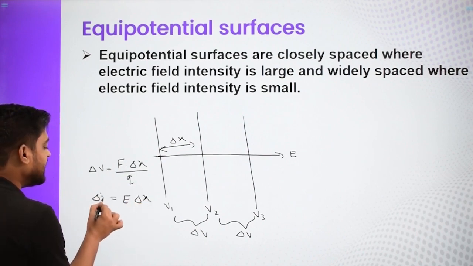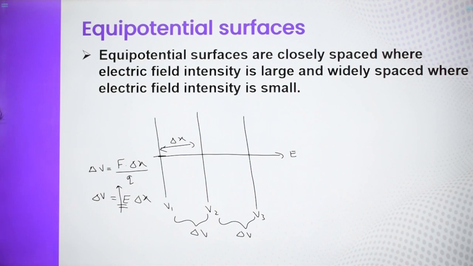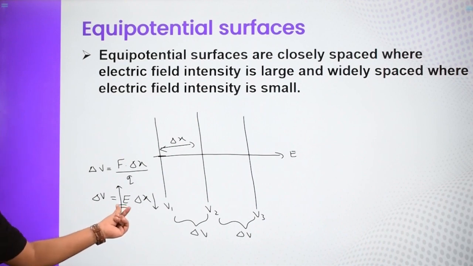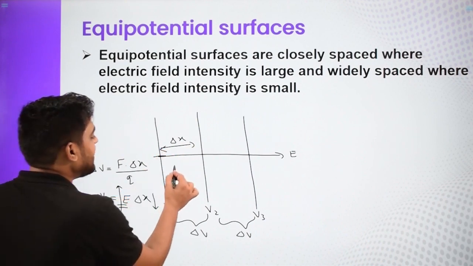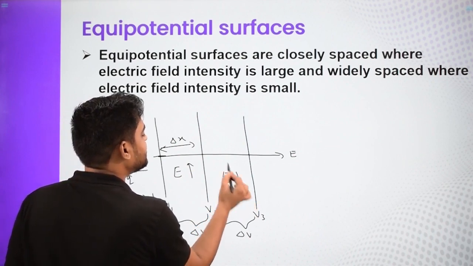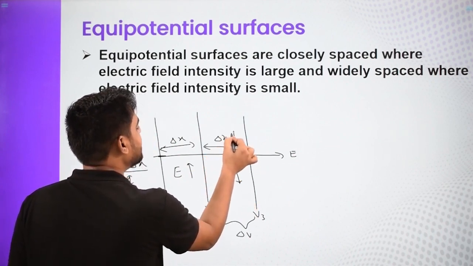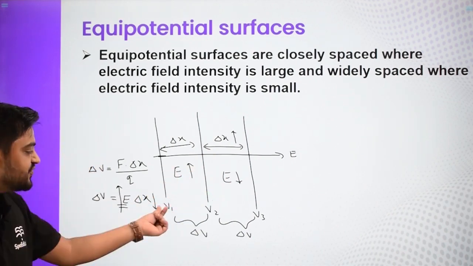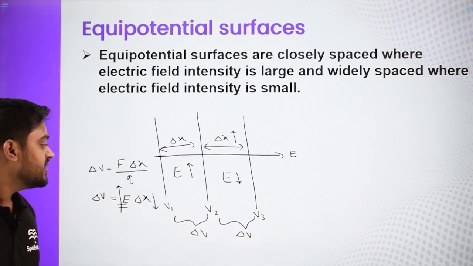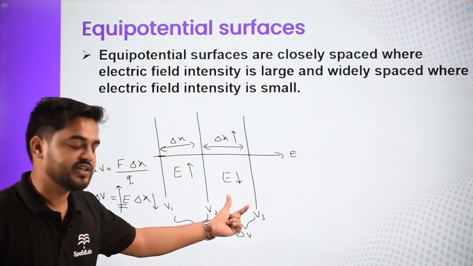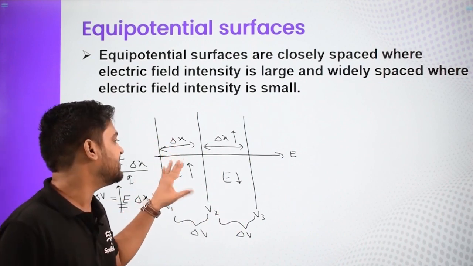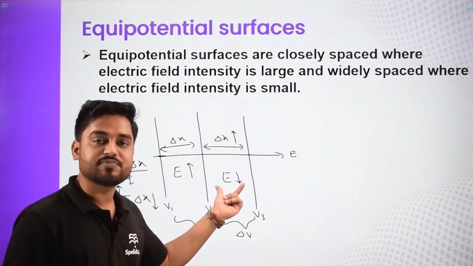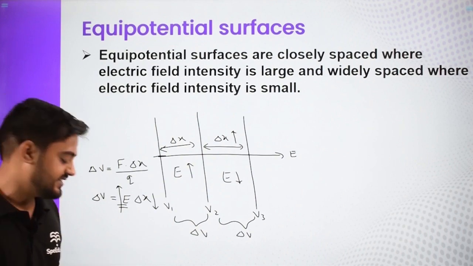So if E is bigger, then for the same delta V, delta x will be smaller. If the electric field intensity is larger, the gap is narrower. And if the electric field is smaller in a region, the gap is bigger, so that their product, the potential difference, remains the same. For example, if these are 4 volt, 5 volt, 6 volt, the potential difference is 1 volt. But if the electric field intensity is bigger in this region, then this gap will be smaller. So they are widely spaced if the electric field intensity is smaller, and closely spaced if it is bigger.